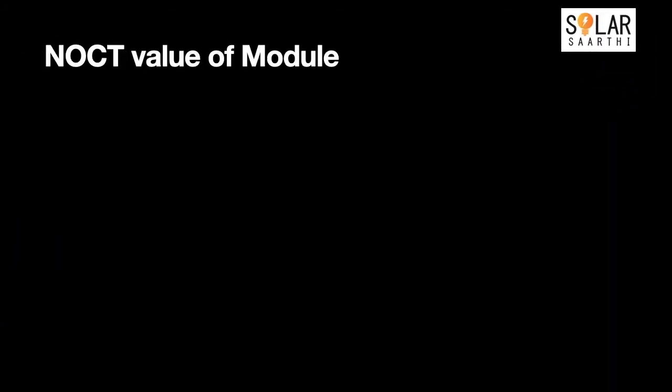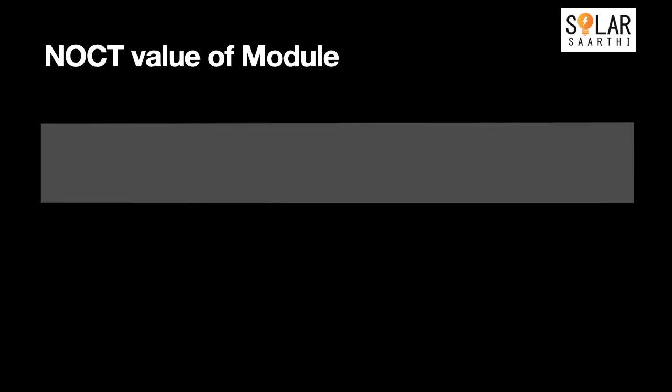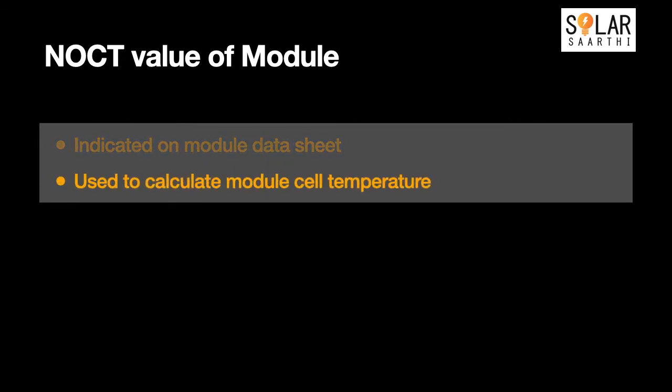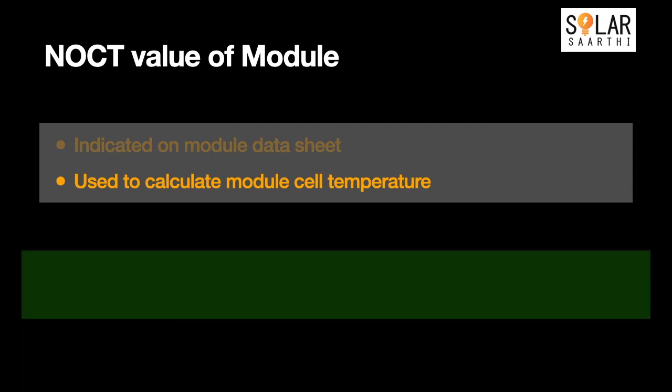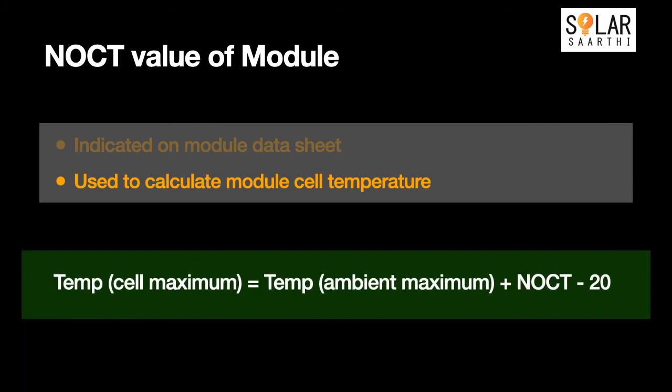The next factor to consider is the NOCT value of the modules. This value is indicated on the module datasheet by the manufacturers and is used to calculate the module cell temperature. The maximum cell temperature is calculated by adding the maximum ambient temperature plus the NOCT value minus 20 degrees Celsius. This is the formula to calculate the maximum expected cell temperature at a site.